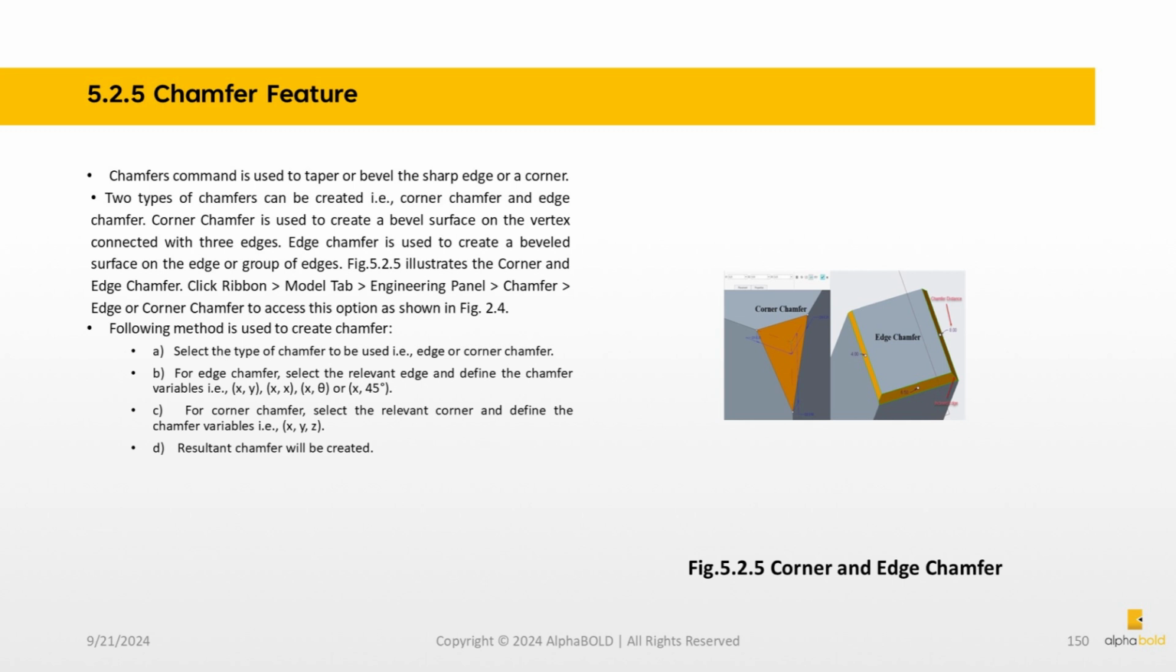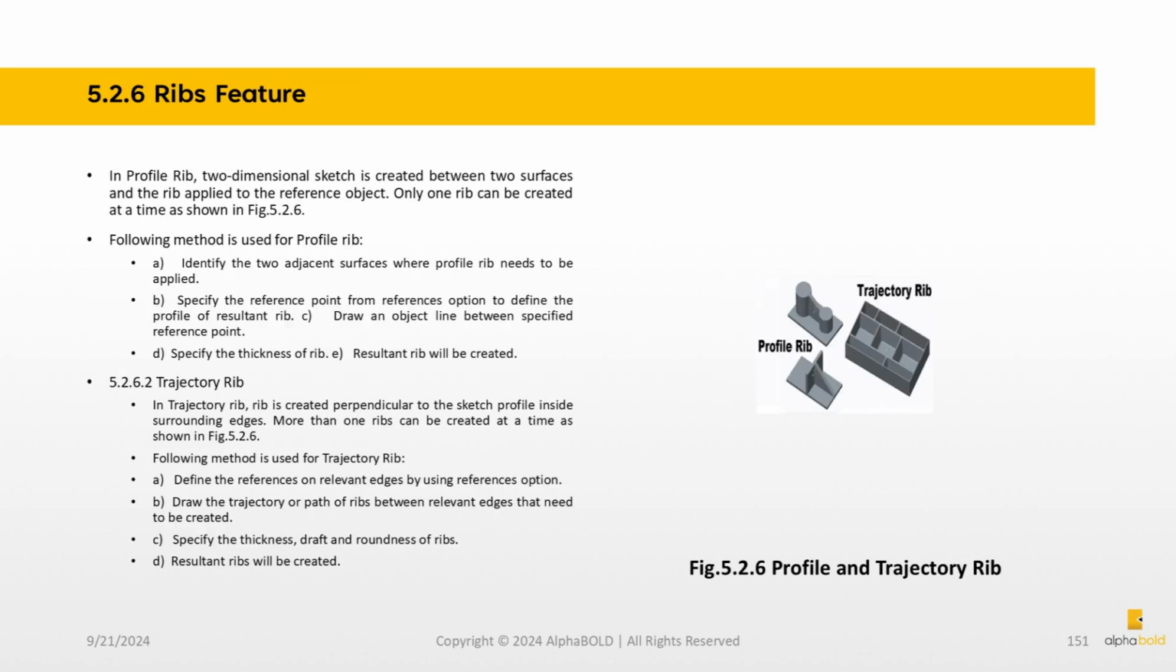Resultant chamfer will be created. Fair to access this option. In Profile Rib, a two-dimensional sketch is created between two surfaces and the rib applied to the reference object. Only one rib can be created at a time.